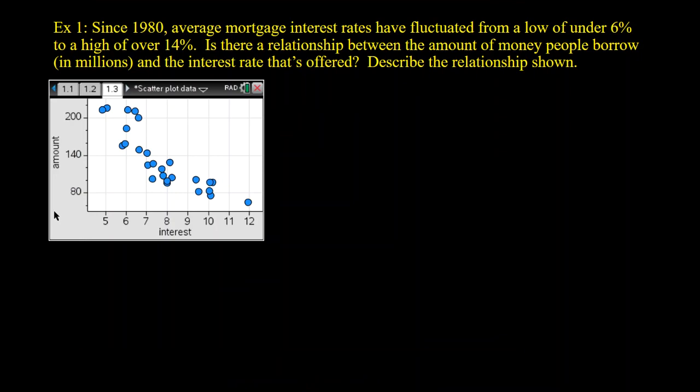Now, whenever we're describing a relationship, there are four things we want to discuss: the direction, any unusual data, the form, and the strength, or DUFS. Direction, unusual, form, and strength.